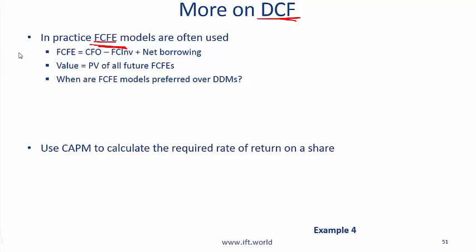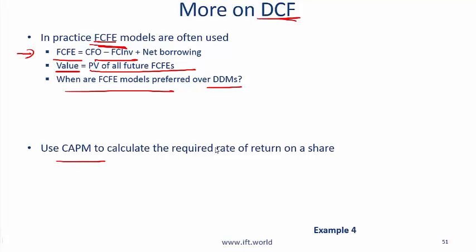FCFE. And you might recall from FRA that this is the formula for FCFE. The overall value of the company is the present value of all future FCFEs. So I've already alluded to why FCFE models are preferable to DDM. So it is where a company either doesn't pay dividends or a company doesn't have a clear dividend policy.